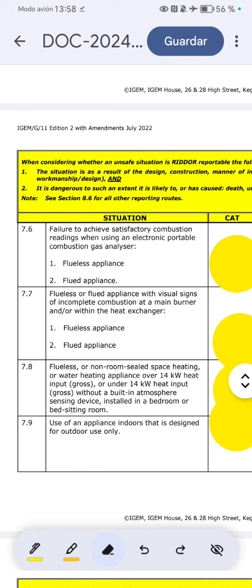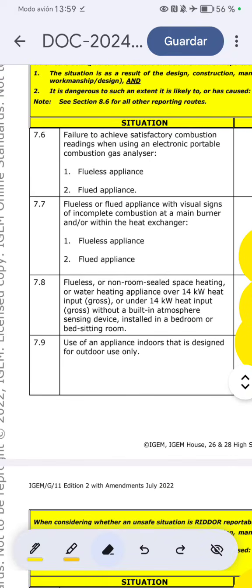7.6. Failure to achieve satisfactory combustion readings when using an electronic portable combustion analyzer. 1. Flueless appliance. 2. Flued appliance. I'm going to say both are ID and they need to be dealt with. You can't just leave them. They have to be right. No. Flueless appliance is ID. The flued appliance is only at risk. I've got 5 wrong now.